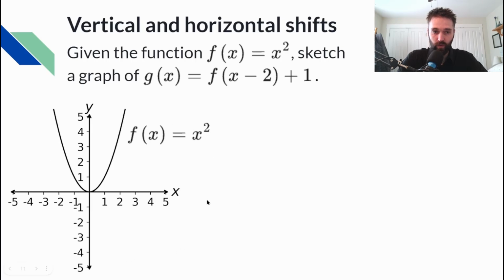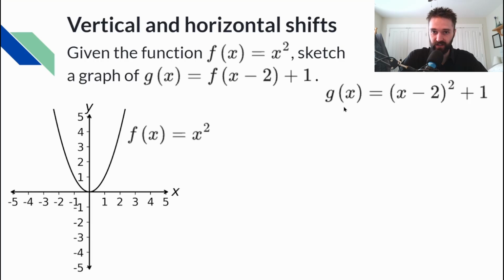All right. So we have this function here, the parabola f of x equals x squared. And the question is, what's going to happen when we plug x minus 2 into the function f, and then when we add 1 to that entire thing? That sounds to me like a horizontal shift 2 units to the right, and a vertical shift 1 unit up.